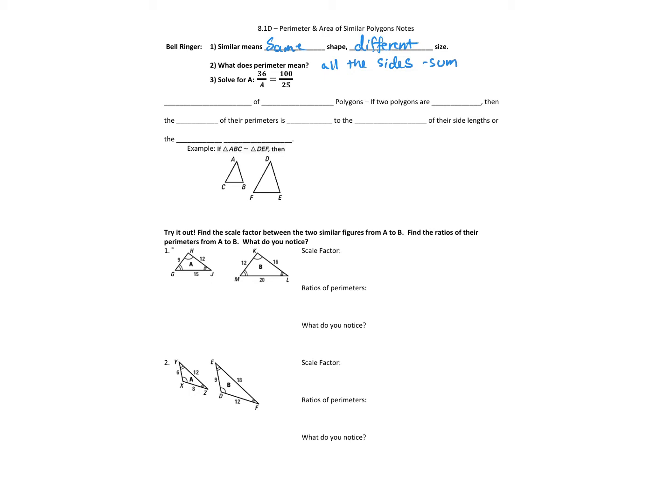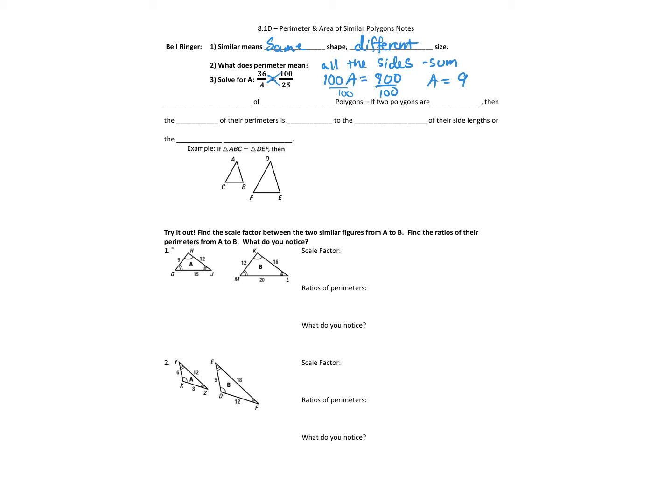So here, remember we cross multiply. 100A equals 25 times 36, which is 900. Divide both sides by 100. A should equal just simply 9.